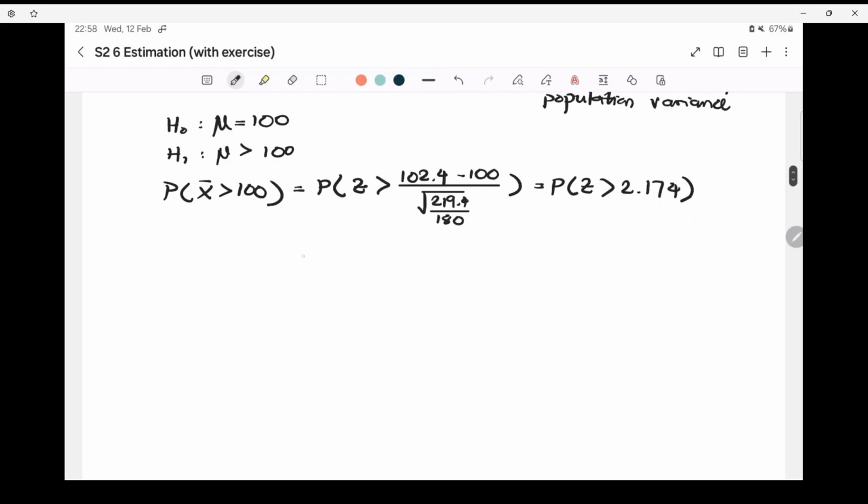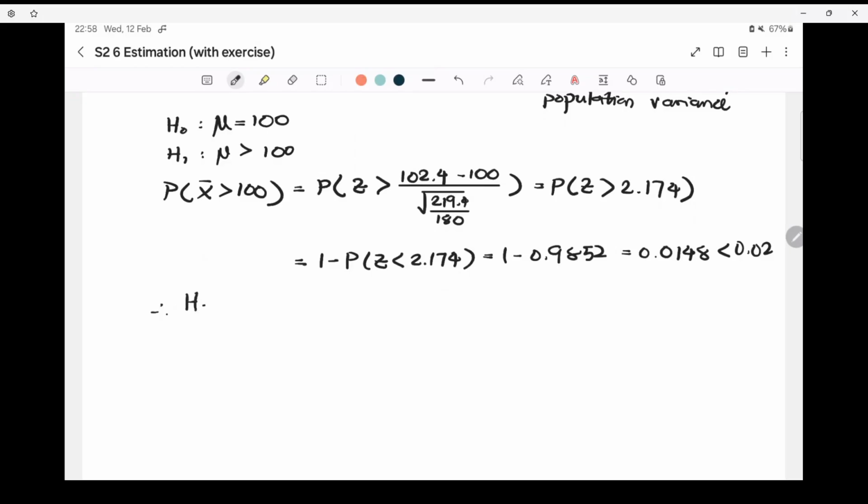And if you read from the table, basically the Z score that you need to read is something like this. So this is 1 minus 0.9852 and equals 0.0148. So your significance level is 2% and this is less than 0.02. Therefore, your H0 is not accepted.